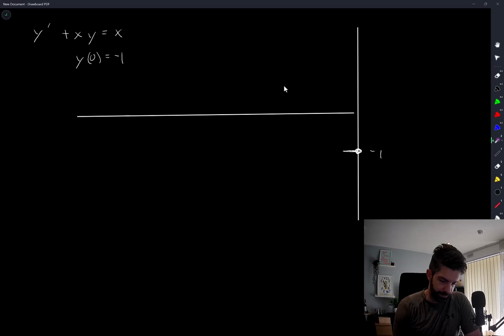In fact, the function might just be a constant. Let's see if the constant function y(x) equals -1 satisfies this. So then y prime is equal to 0. No, it doesn't.